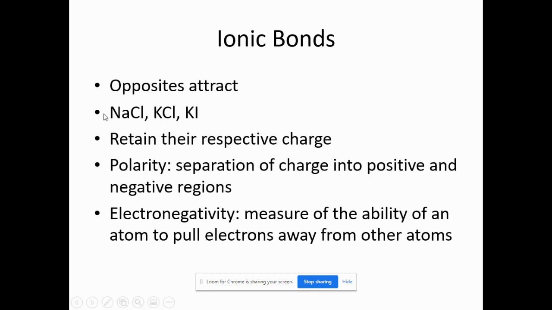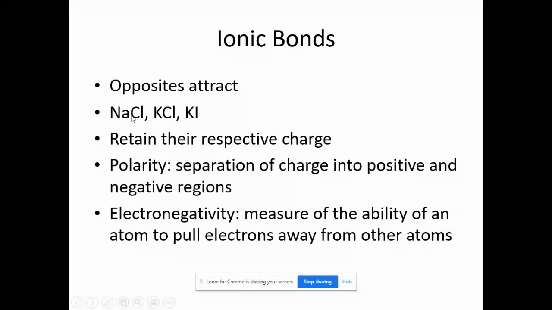So NaCl is a molecule. It's a compound. All right, they are attracted to one another. They are bonded together through these ionic bonds. But like we said, Na still stays positive, and Cl still stays negative. So they have polarity because you have a positively charged region and a negatively charged region within this compound.